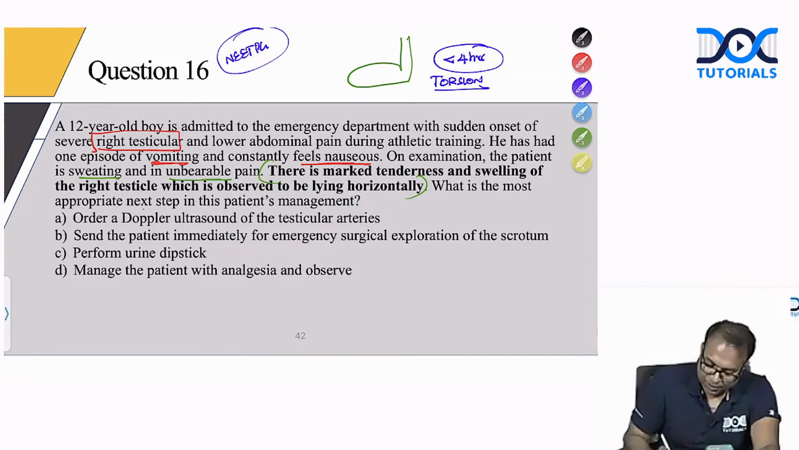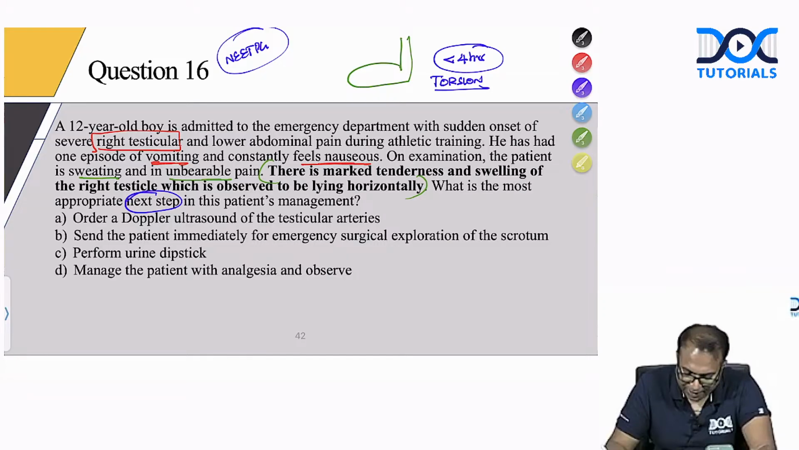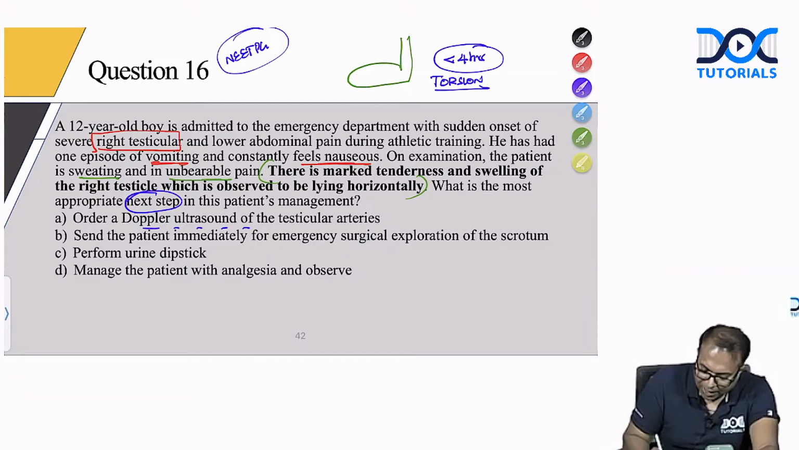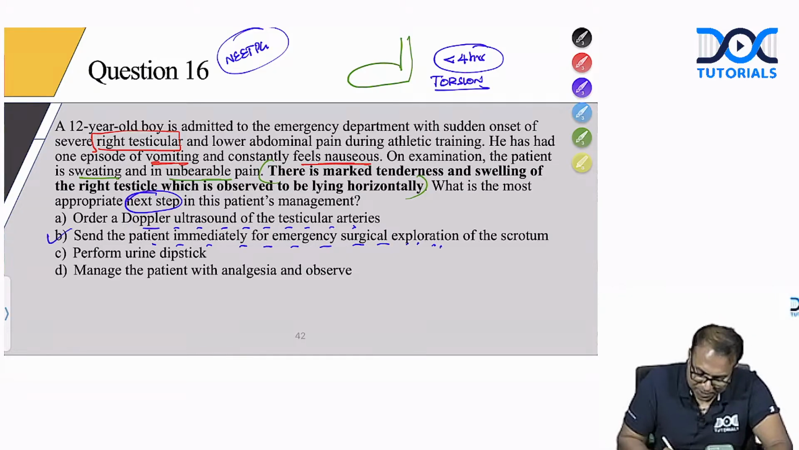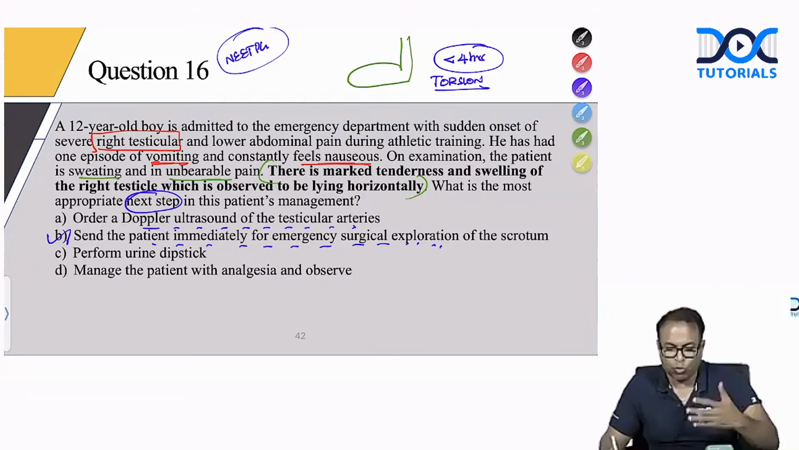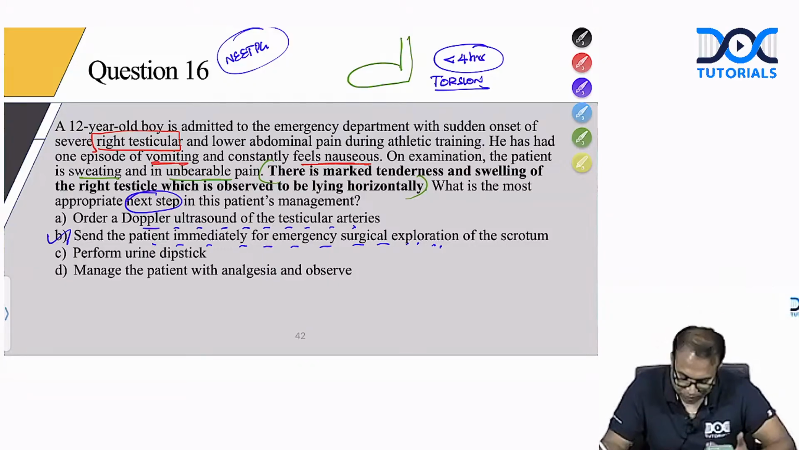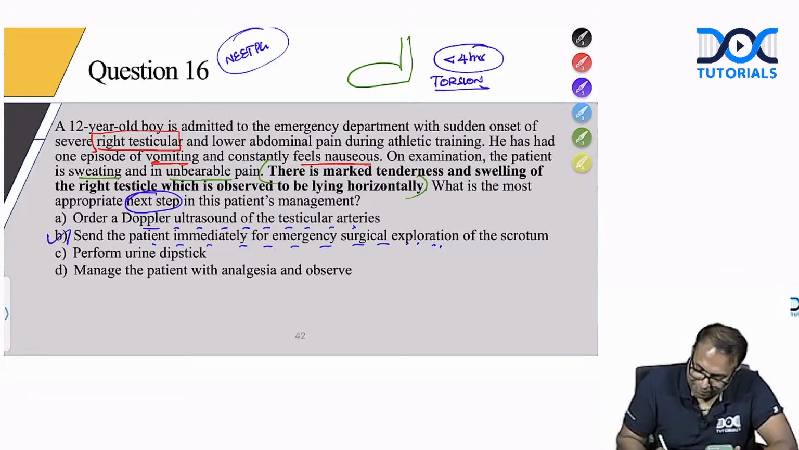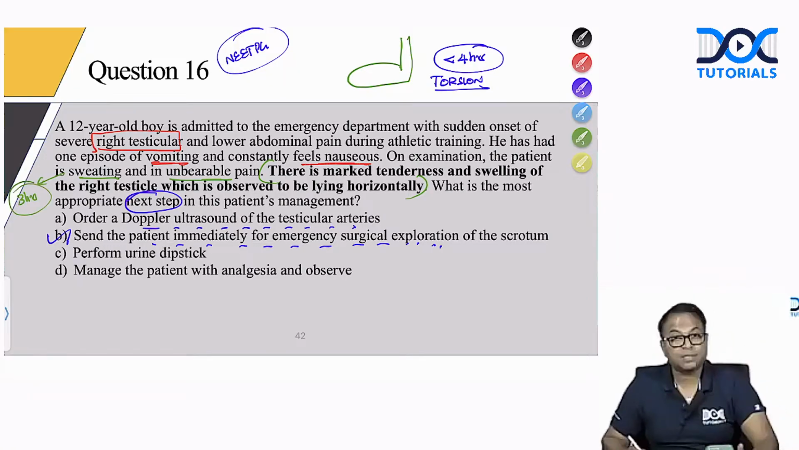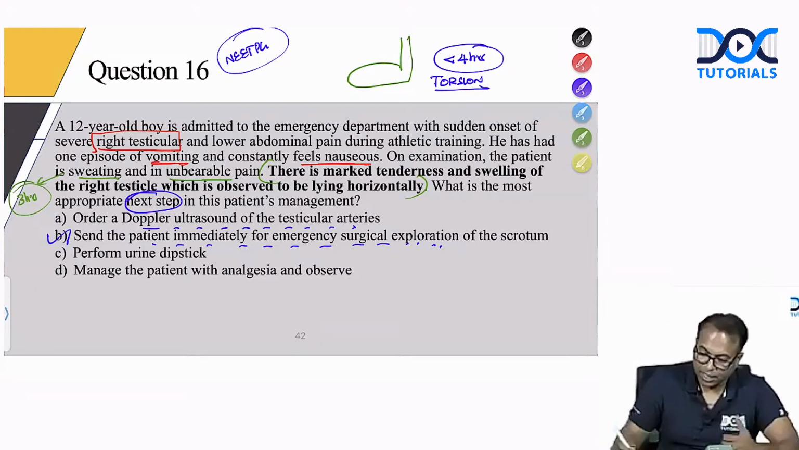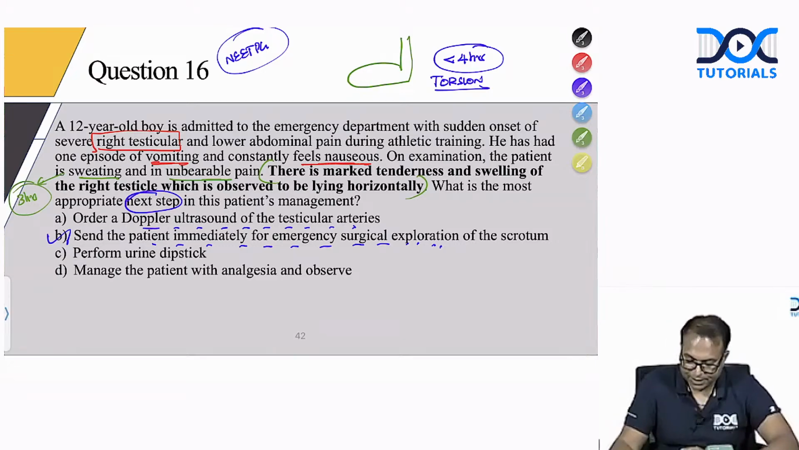What is the most appropriate next step? Usually, if it is available, we order a Doppler ultrasound of the testicular arteries. Send the patient immediately for emergency surgical exploration. We send for emergency surgical exploration because the time is more. One point missing in this question is that the patient has had sweating and unbearable pain for 3 hours, which they should have mentioned. So the time is more than 4 hours or 3 hours. It needs immediate surgery. You cannot delay.